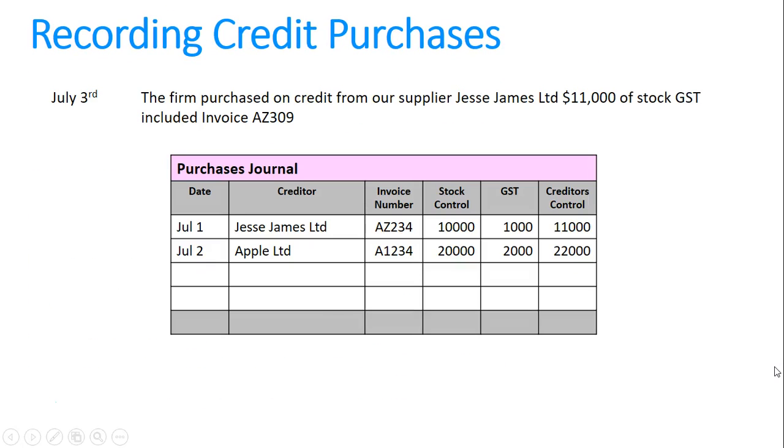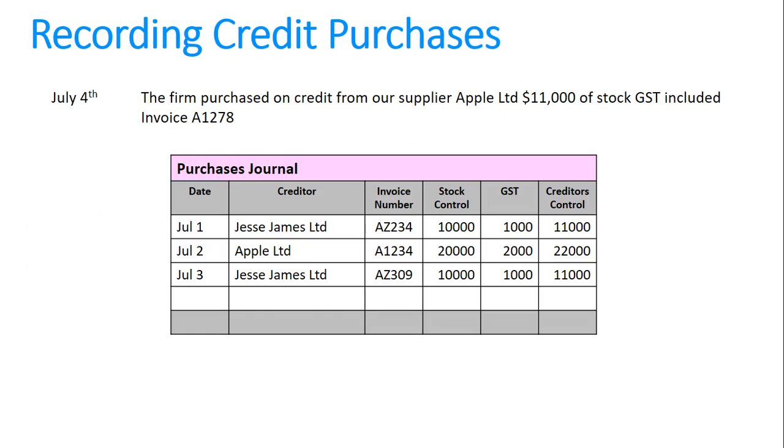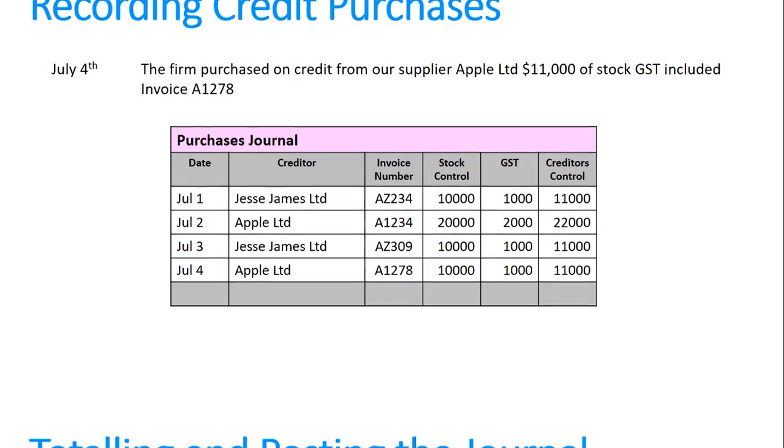July the 3rd, we've bought more on credit from Jesse James Limited, $11,000 of stock, including GST. So we're going to use the same approach. We'll put $10,000 in stock control, $1,000 in GST, and $11,000 in creditors. Lastly, July the 4th, we bought on credit from Apple Limited, again $11,000, and again that includes GST. So we put $10,000 in stock control, $1,000 in GST, and $11,000 in the creditors control column.